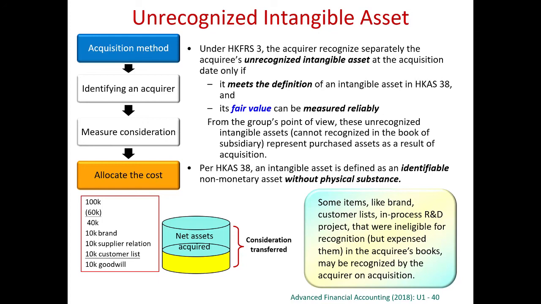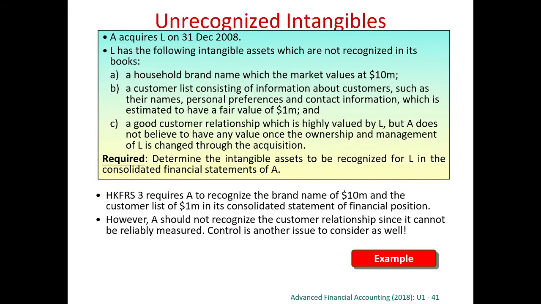Therefore, in a business combination, you will recognize some intangible assets that you cannot capitalize in the individual financial statements. So you may have a household brand name; once you can find the market value, you capitalize it. You may have a customer list; once you can find the fair value, you may capitalize it. For customer relationship, if you can really find the fair value at the day of acquisition, you can capitalize it. But in this case, because we believe that it will not have any value once the ownership and management change, you cannot measure the fair value reliably, and therefore we will not recognize.